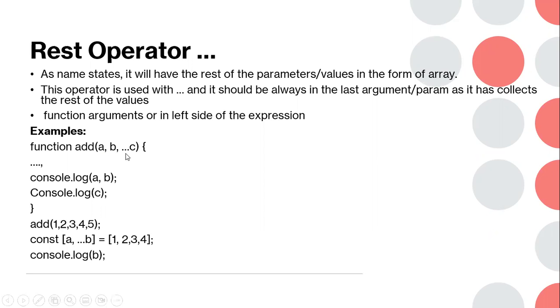But after that, if you are not really sure how many arguments you are getting, just define a rest with three dots c. That means everything passed to this function after the second parameter will be assigned to the rest variable c, and it will be in the form of an array. It is denoted with three dots, and it will be the last argument of the function.